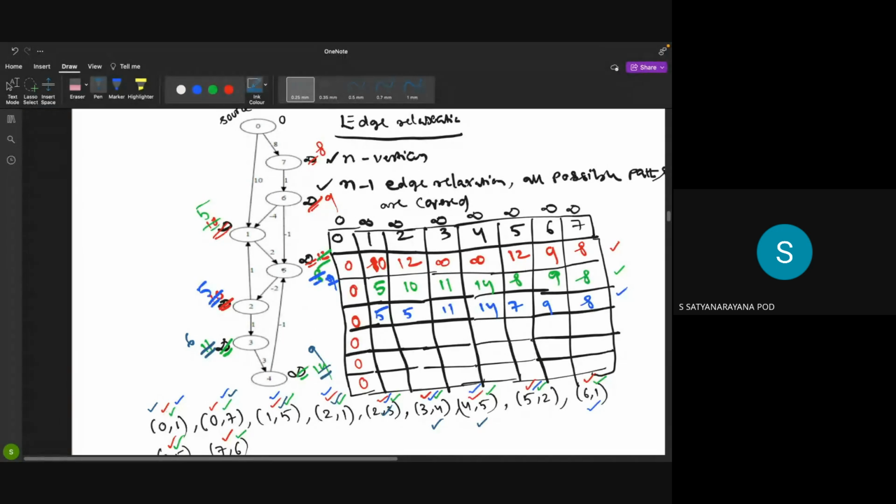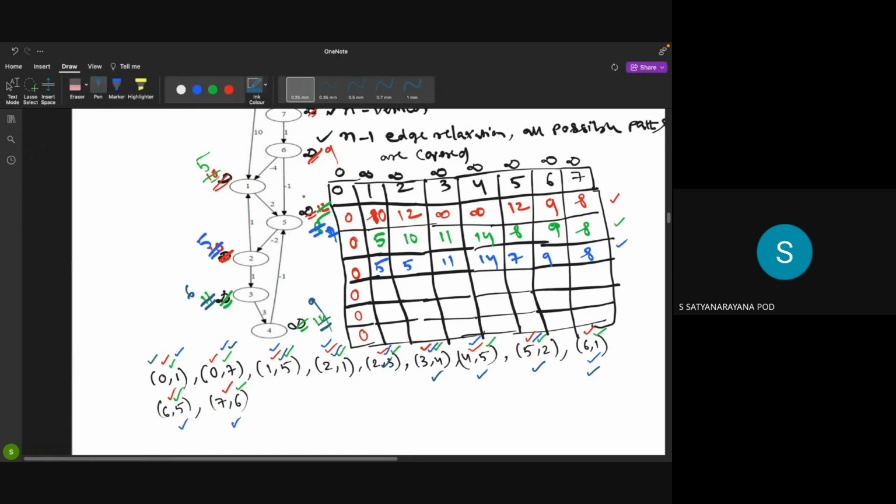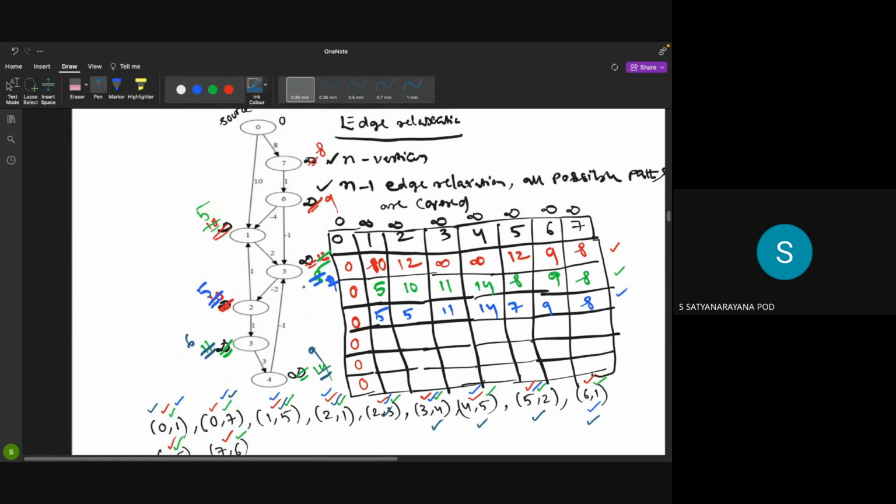Next one is 5 to 2. We have 5 to 2 already. 7 minus 2, 5 already existed, no update. 6 to 1. 5 already existed, no change of values. 6 to 5. 9 minus 1 is 8, so no chance of update, same as it is. 7 to 6. It's 9 only, already existed.